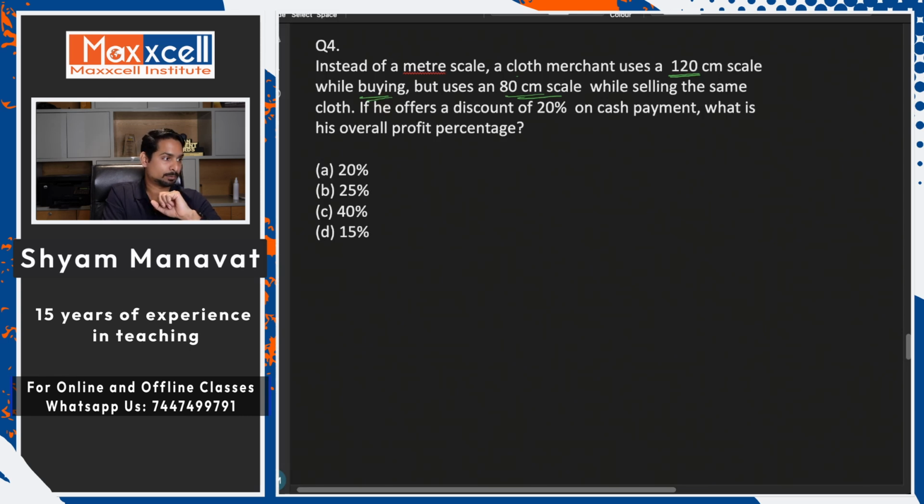While selling the same cloth, he offers a discount of 20%. So after doing all this trickery, he is also offering a discount of 20% to the customer on the cash payment. What is his overall profit percentage? Yes, this is a nice question. Look at the solution.